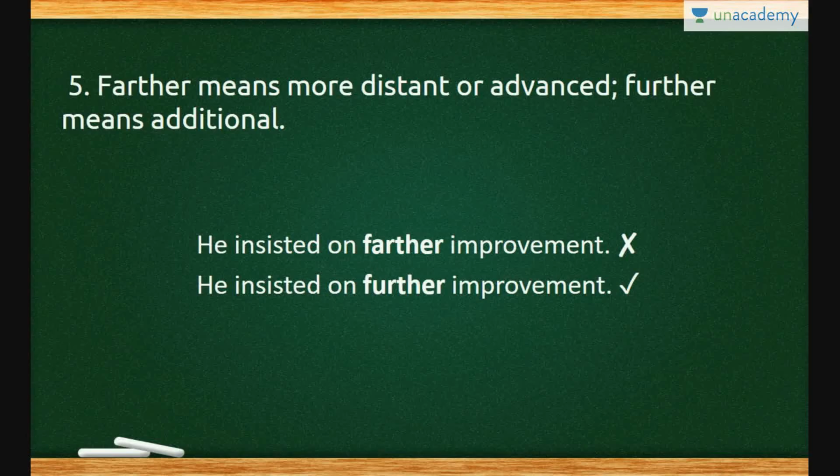Now the next one is farther means more distance. Farther means more distant or advanced, whereas further means additional. Let's look at the examples. He insisted on farther improvement. Now, farther is related to distance, so farther cannot be used here. He insisted on further improvement, means more improvement.